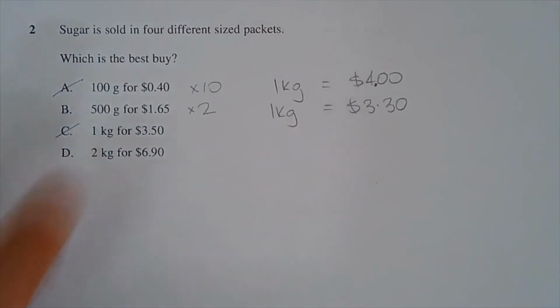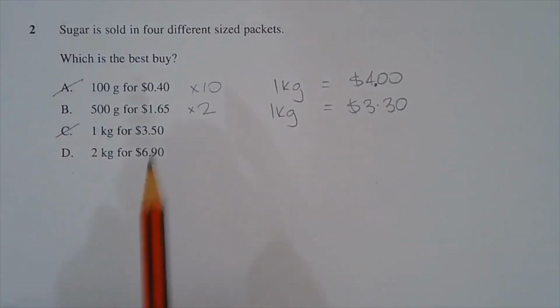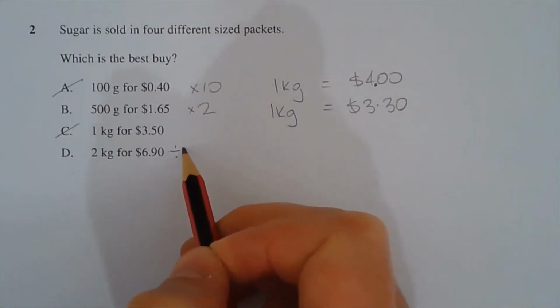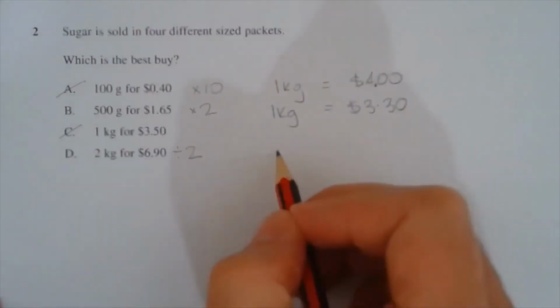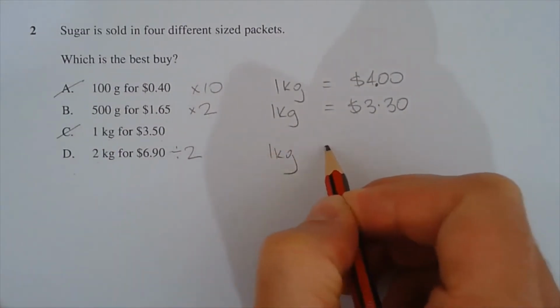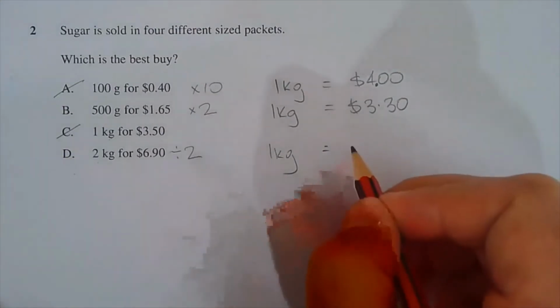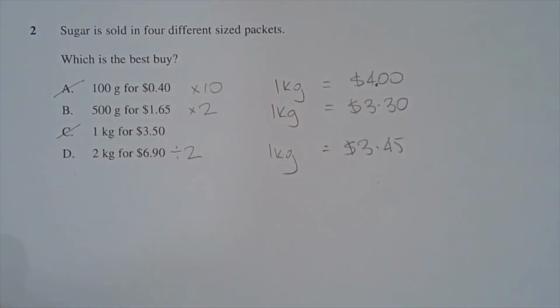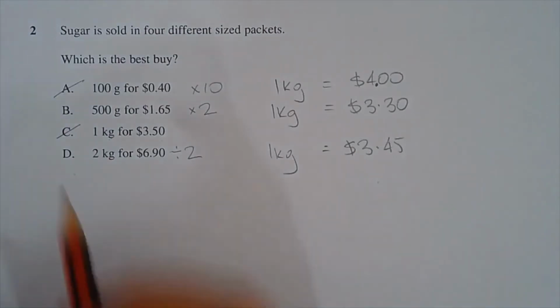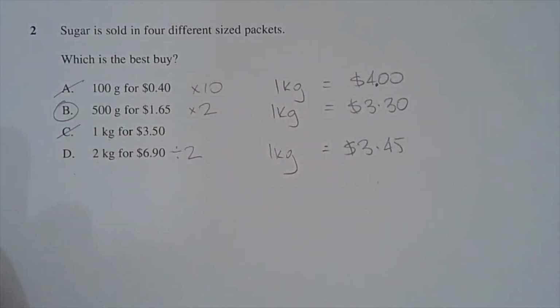Now, option D, if we halve that one there, 2 kilograms becomes 1 kilogram. $6.90 is $3.45. So the cheapest option is clearly B.